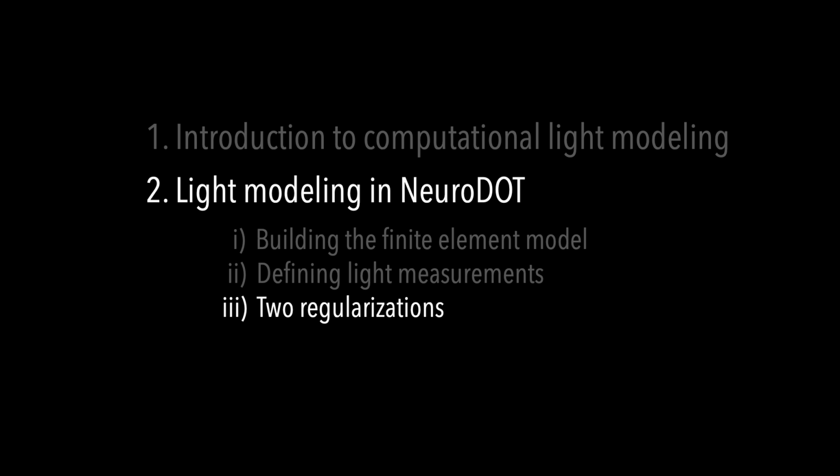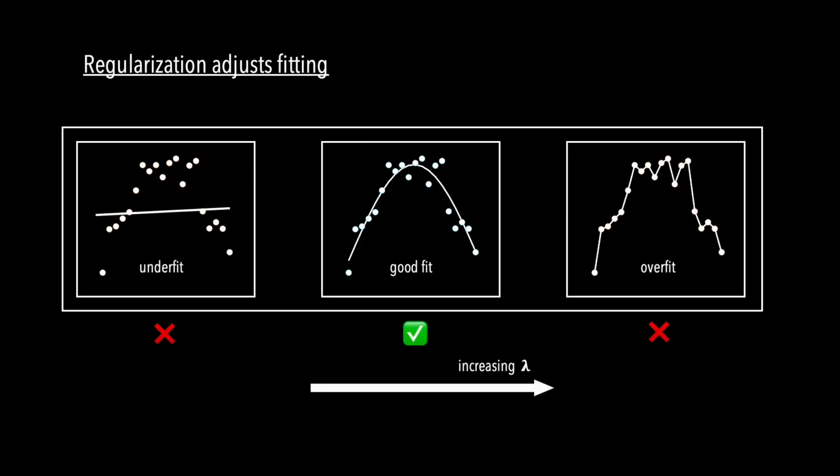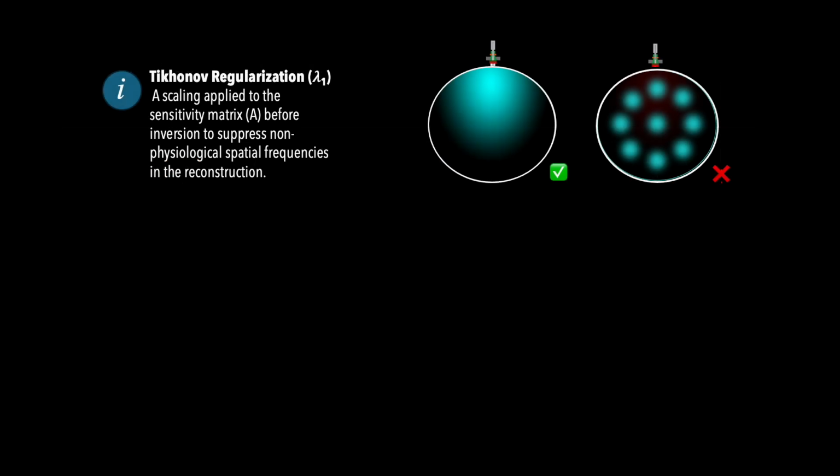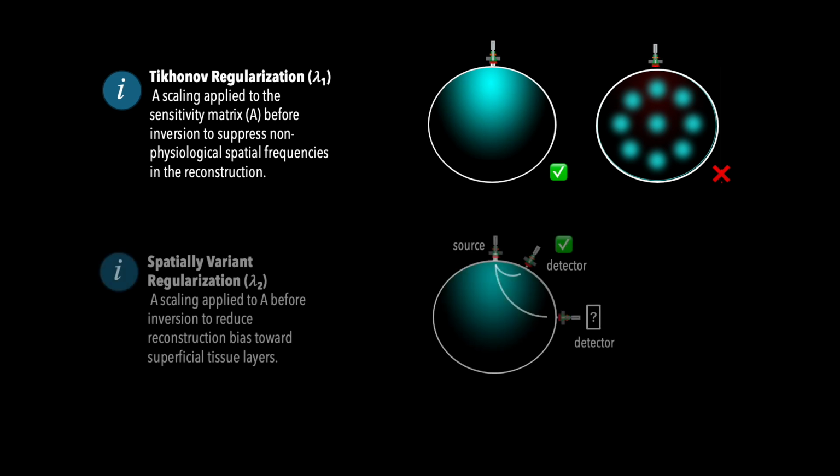As noted previously, regularization is usually required to constrain the solution of an inverse problem. Two are implemented in NeuroDOT. First, Tikhonov regularization controls the spatial frequencies that appear in the reconstruction. This suppresses high-frequency patterns that likely reflect amplified noise rather than a true physiological signal. Second, spatially variant regularization is used to correct model bias due to oversampling of superficial tissue layers.